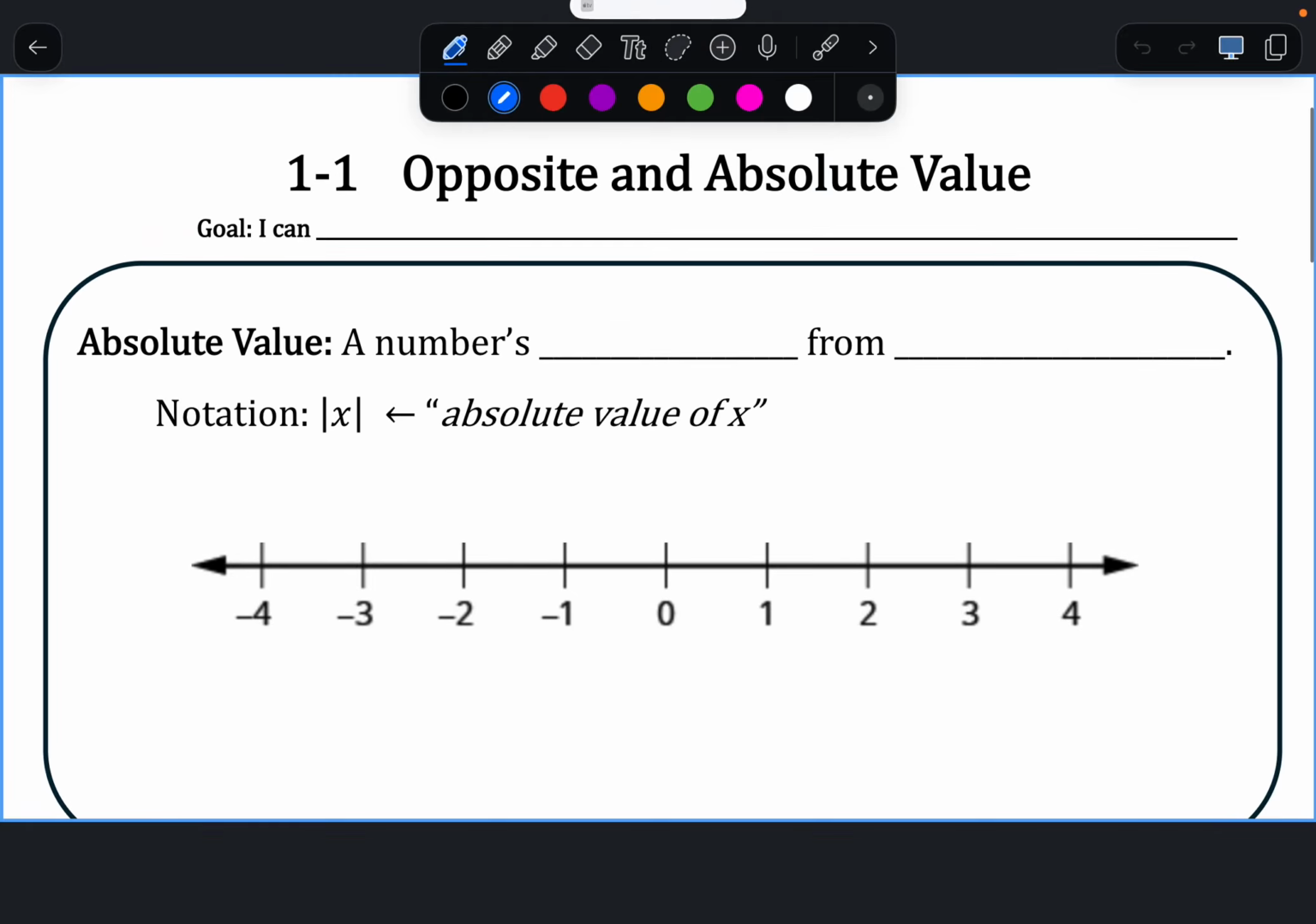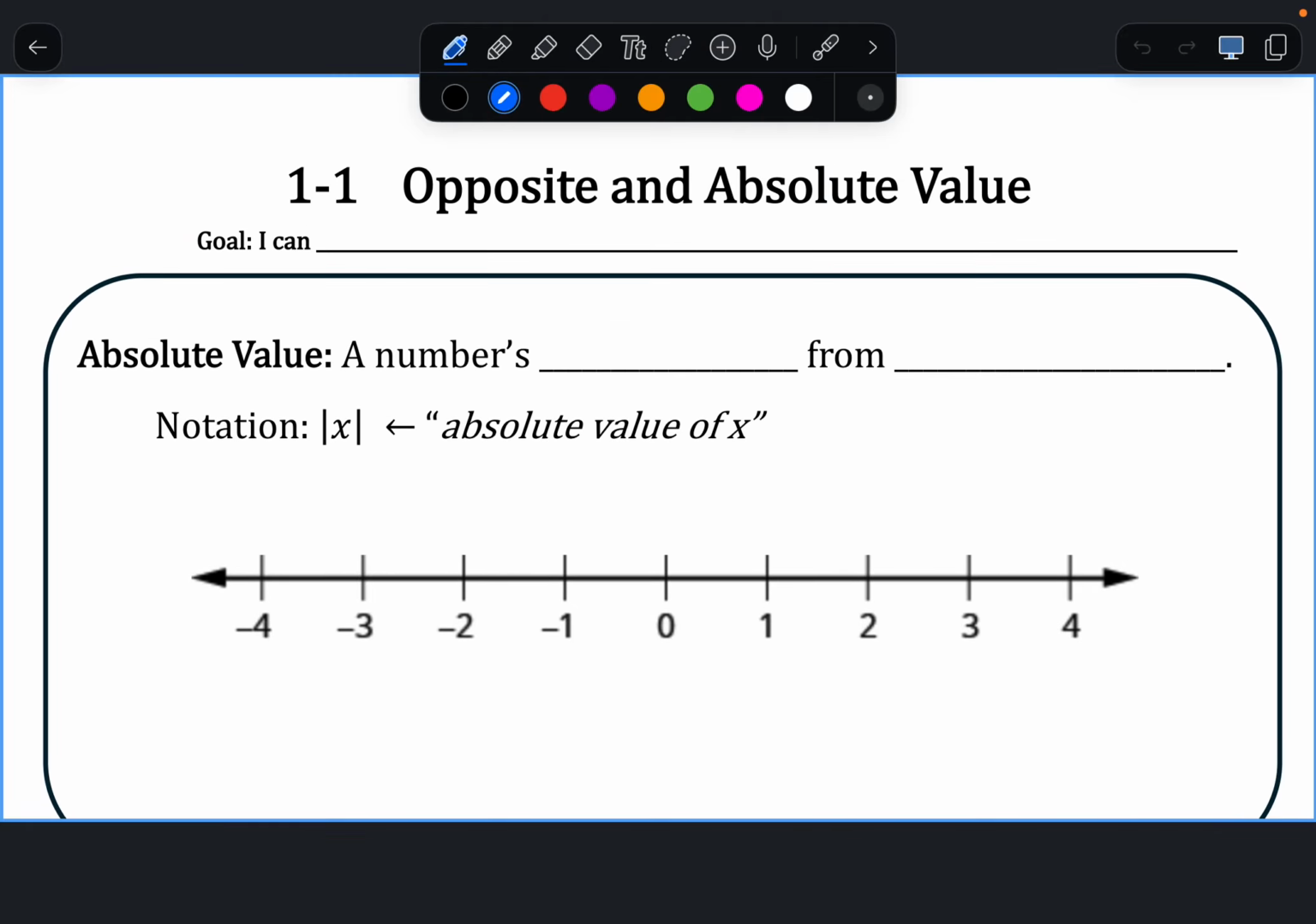Today's goal, you need to be able to evaluate an absolute value and an opposite. So I'm hoping as you write this down, your brain is thinking about what those two vocabulary words mean.